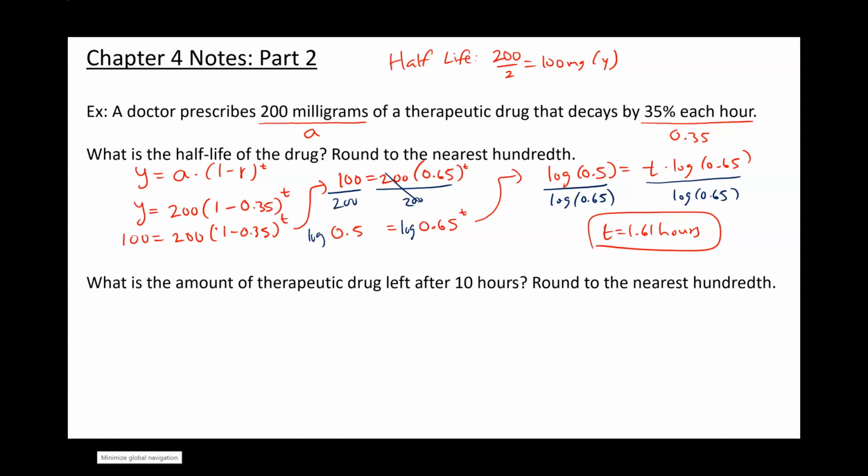Now, part B is unrelated to half-life. It says, what is the amount of the therapeutic drug left after 10 hours? So we know that our general equation is going to be y equals the initial value, which is 200, times 1 minus 0.35, which is 0.65, to the power of t. In this case, t is going to be 10 hours, so we just plug this in. We have 200 times 0.65 to the power of 10, and if you plug this in, you're going to get 2.69 milligrams.